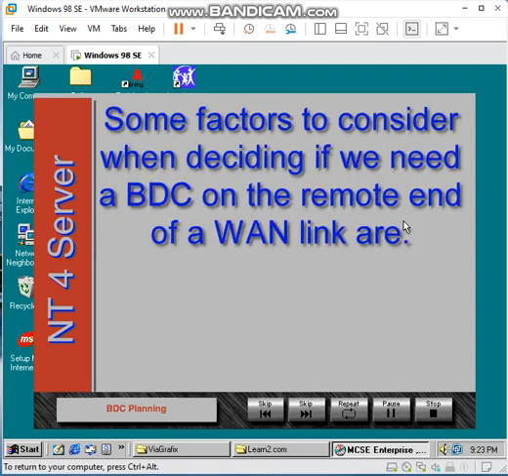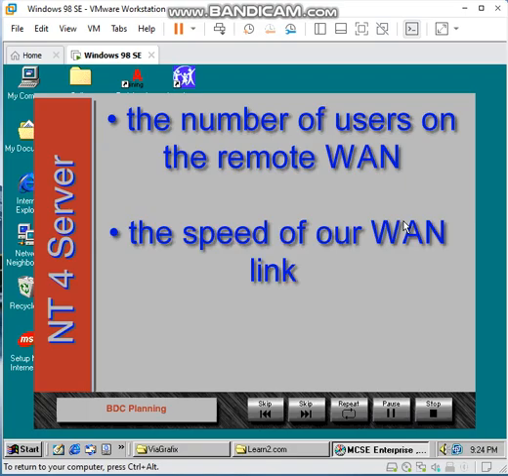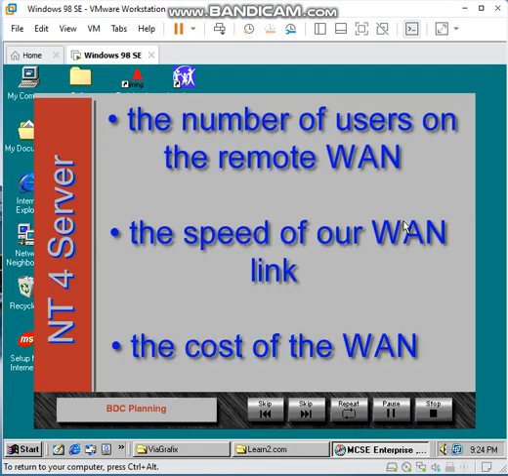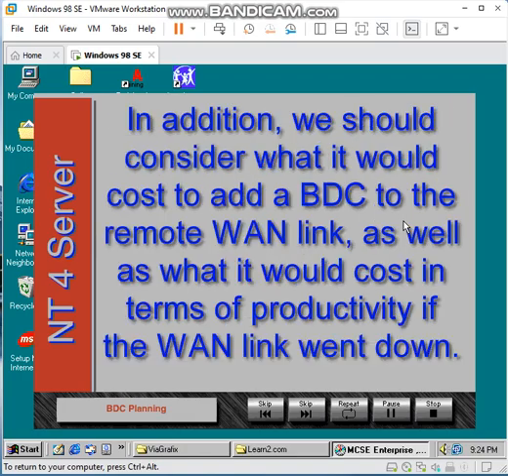Some factors to consider when deciding if we need a BDC on the remote end of a WAN link are the number of users on the remote WAN, the speed of our WAN link, and the cost. As a rule of thumb, we need a BDC for every 2,000 network users who will be making a logon request. In addition, we should consider what it would cost to add a BDC to the remote WAN link, as well as what it would cost in terms of productivity if the WAN link went down.